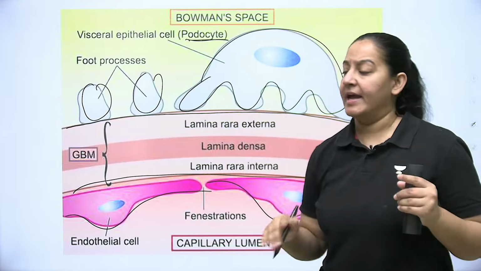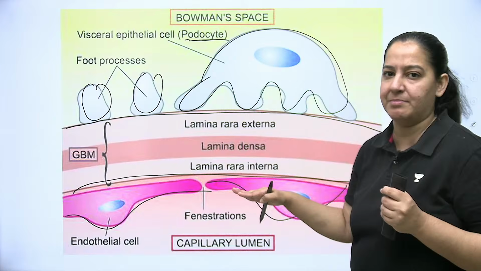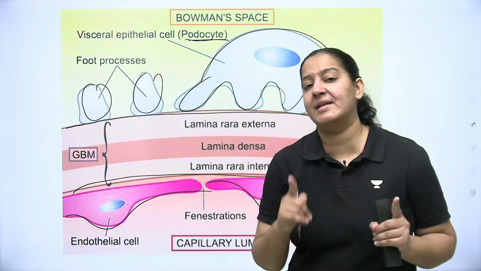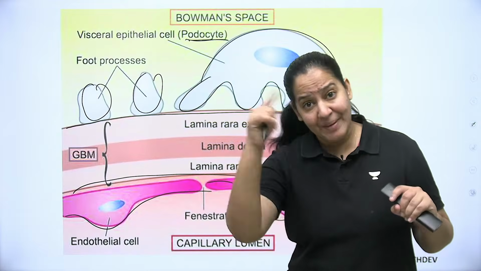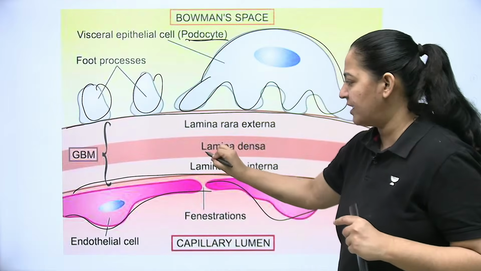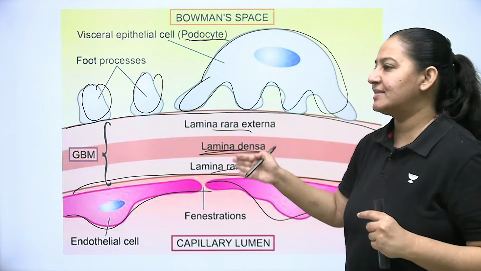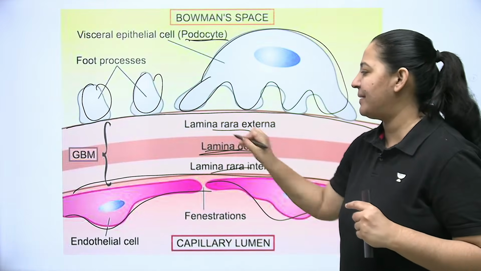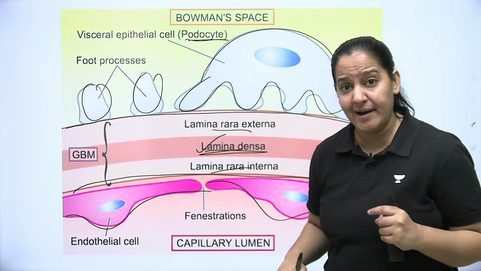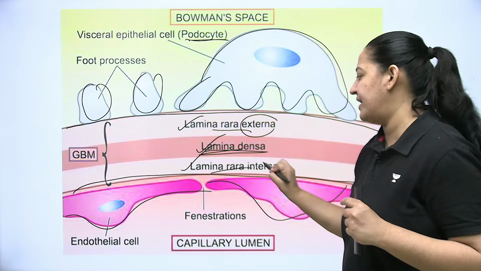Now one more thing. In the basement membrane, there are three portions. Can you appreciate the three things in the basement membrane? If you see the zoomed version, that is the electron microscopy of the basement membrane of the glomerulus, you will find it is divided into three portions. The central portion is dark and the peripheral two portions are light. That's why the central portion is known as lamina densa, and the peripheral two lighter portions are known as lamina rara externa and interna.